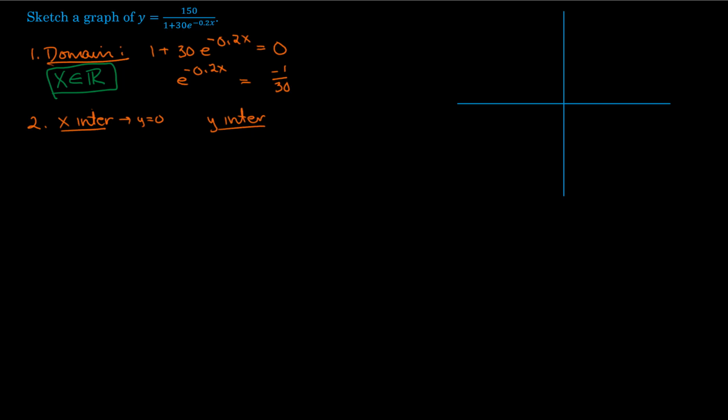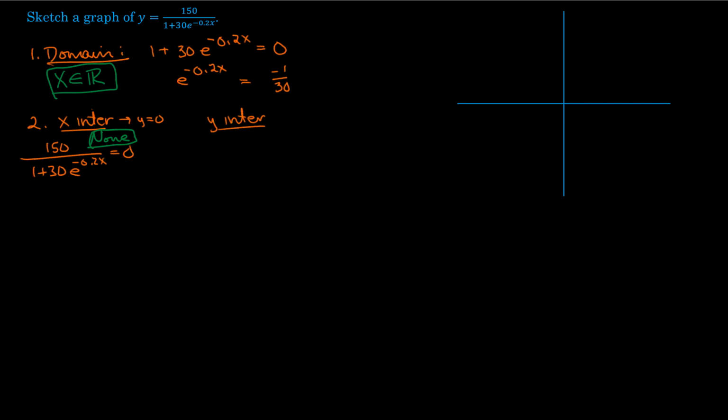But the question now is, can this function ever equal 0? Can we take 150 over 1 plus 30 e to the negative 0.2x and have that equal our y value of 0? Remember, we're setting y to 0. And the answer is no. The only way that a fraction can equal 0 is if the numerator is 0. That would mean 150 has to equal 0. Well, there's never a time when 150 equals 0, so x-intercept, there's none. This is never going to intersect the x-axis. That's kind of interesting.